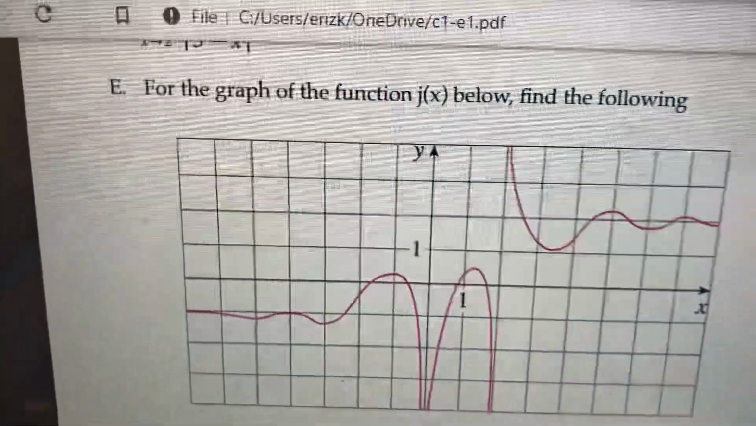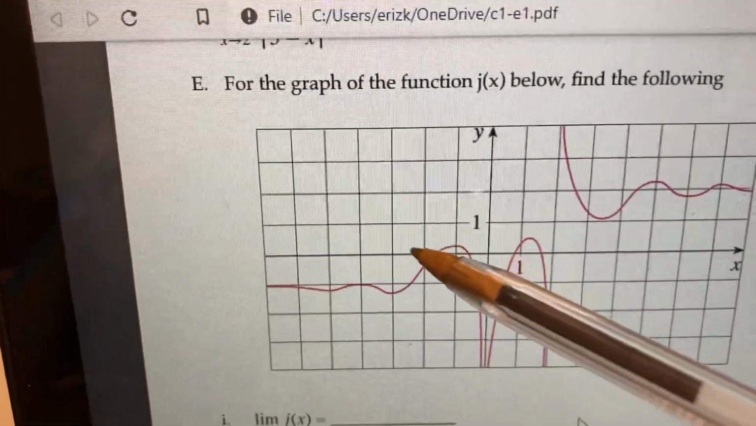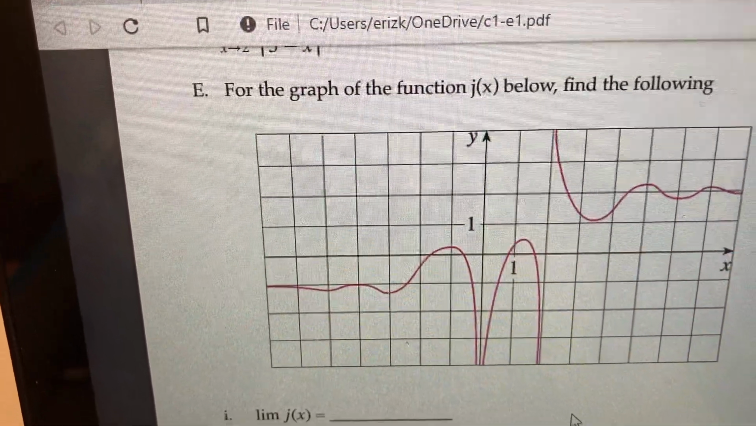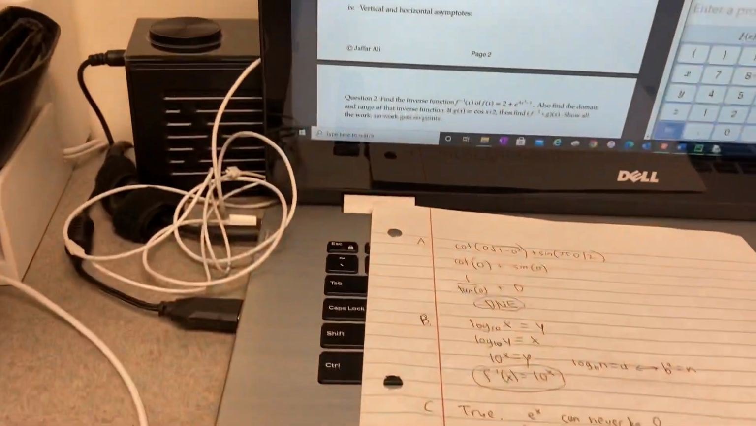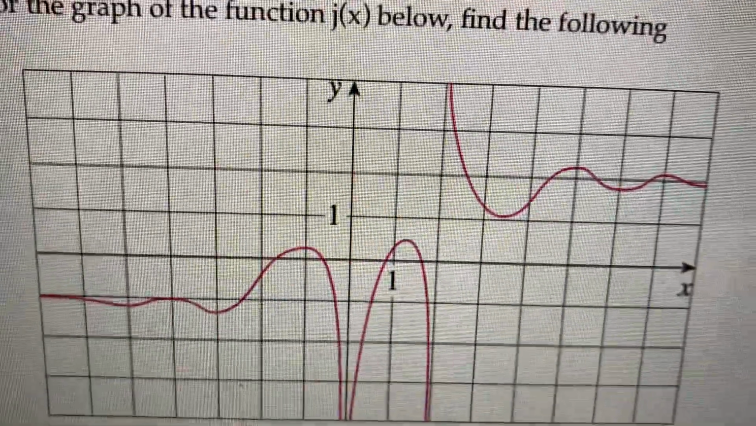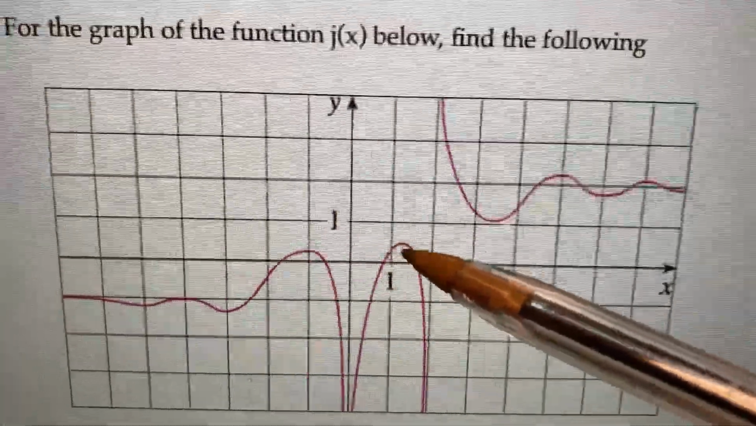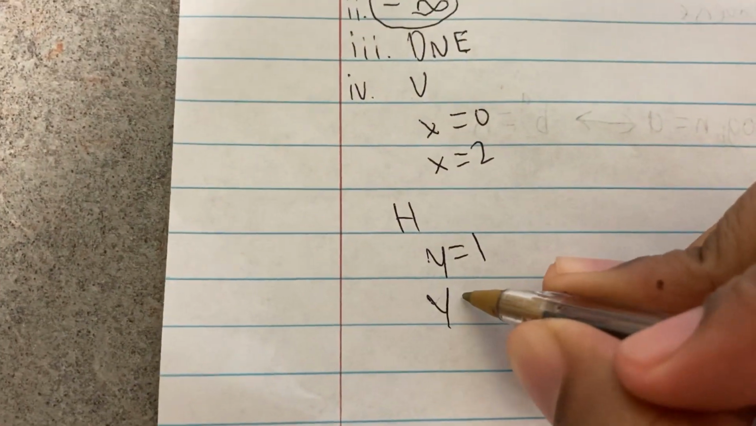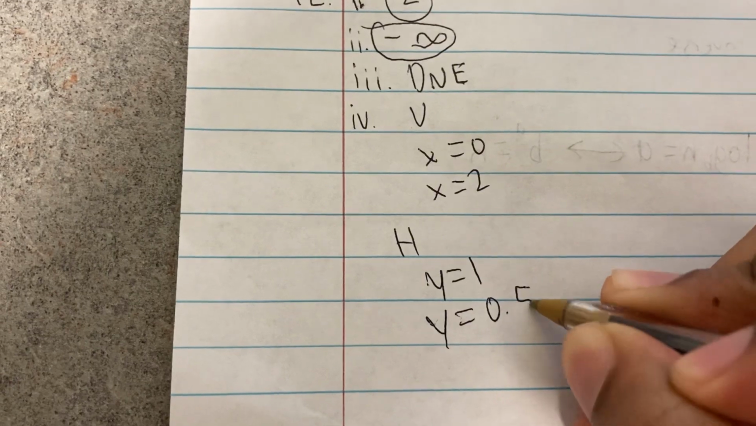And for the horizontal one, there's clearly an asymptote right here at y equals 1. And there also seems to be one at y equals around 0.5 also. And the function can have no more than 2 horizontal asymptotes, so that is all, 0.5. So that is the solutions to all of number 1.